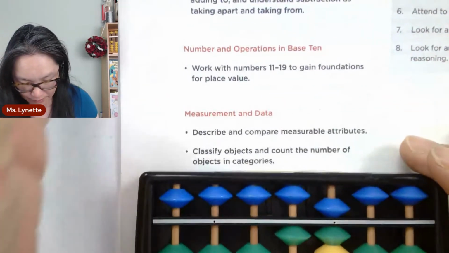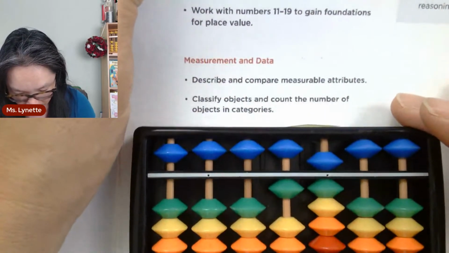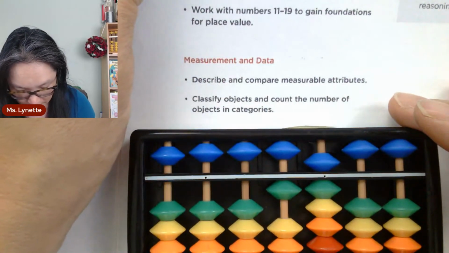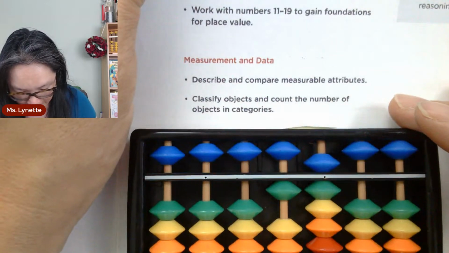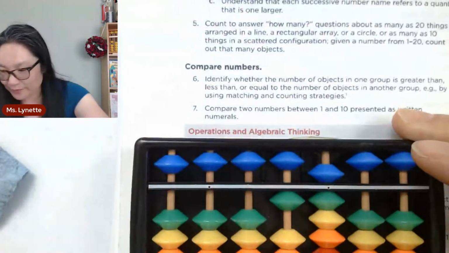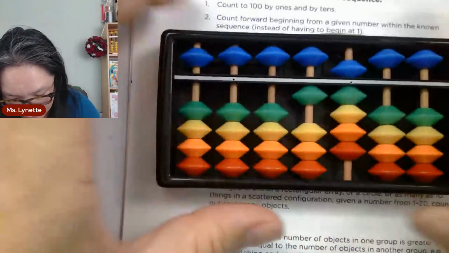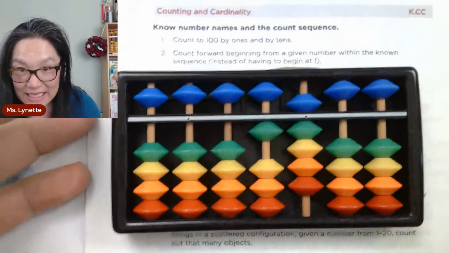All right. And then measurements of data and describing the measurable attributes. Classify objects and count the number of objects in the categories. Okay, maybe we don't do that. All right. So that is about the kindergarten overview. So again, we're going to continue on with KCC.